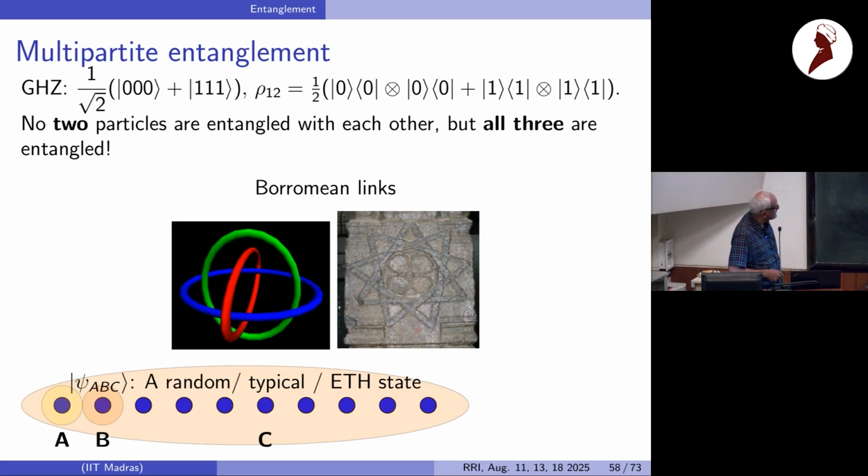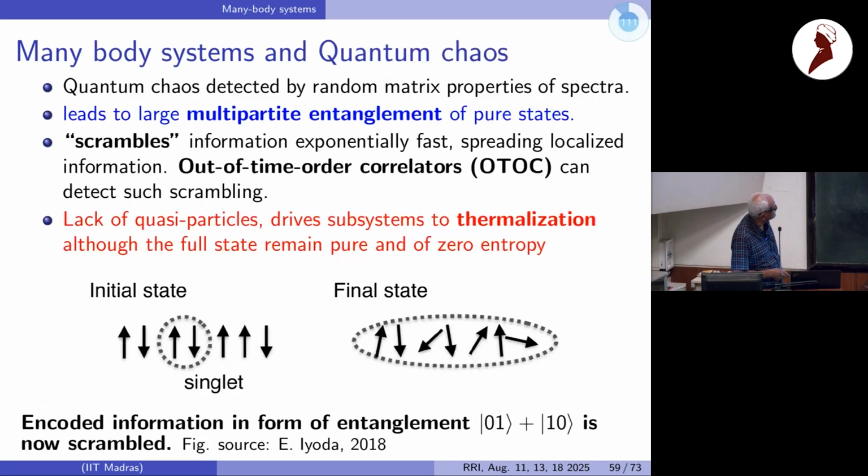And in fact, that's how random typical states are. Entanglement is kind of spread out like this. So many body systems in quantum chaos, as said, is detected by random matrix properties of spectra like eigenvalues and so on. It leads to large multipartite entanglement, like entanglement of large blocks of spins with other blocks of spins. But it will lead to zero or small entanglement within qubits.